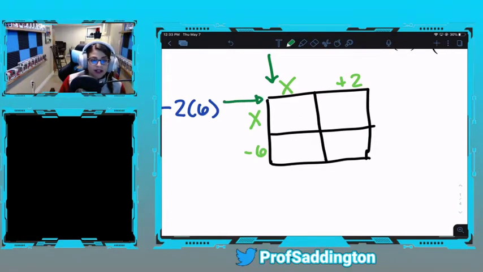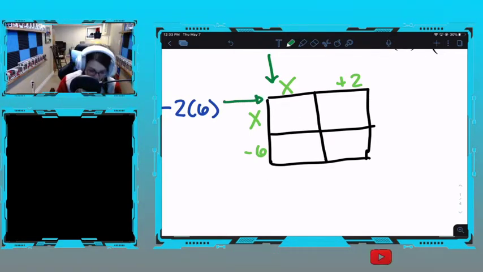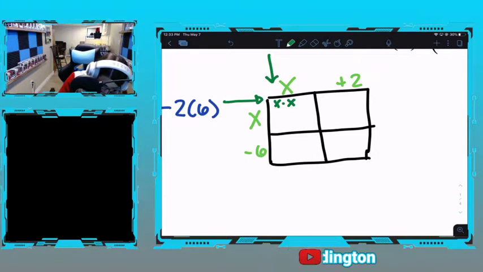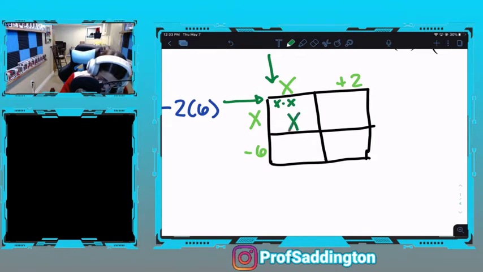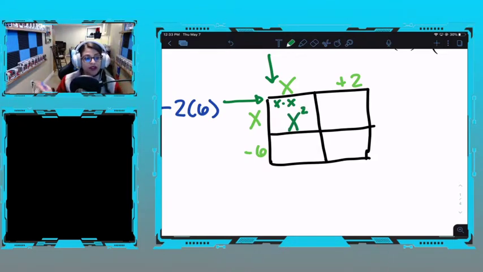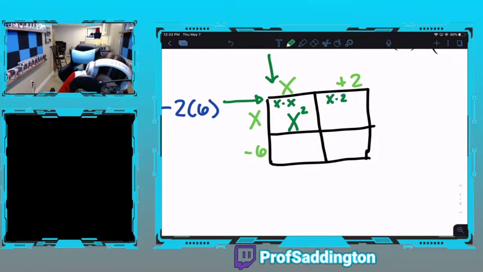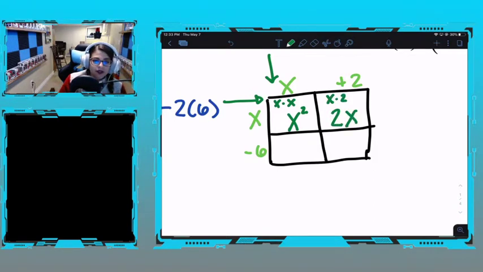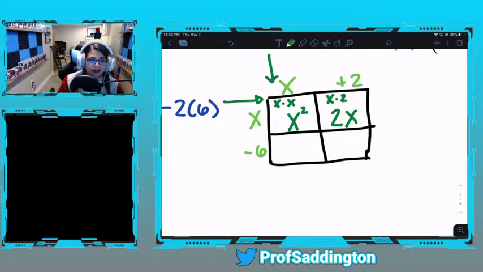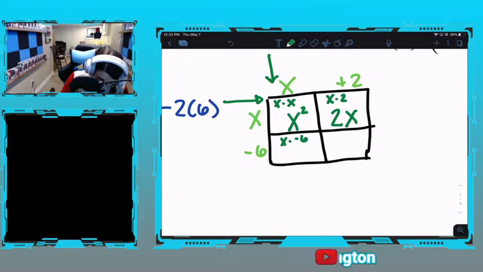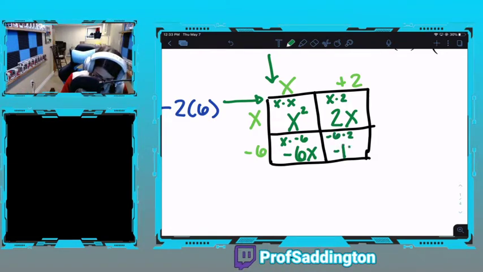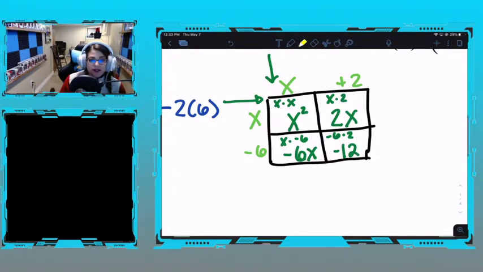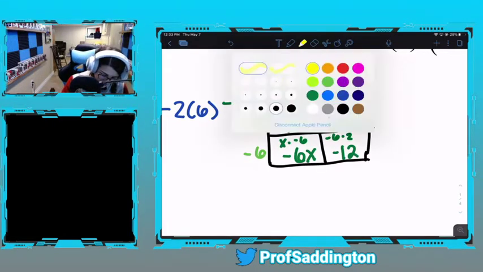and across. So in that first upper left box, that's really going to be x times x, which will be x squared. The box to the right of that is going to be x times 2, which is 2x. The box in the bottom left is going to be x times negative 6, which is negative 6x. And then the last box is going to be negative 6 times 2. Or you can write 2 times negative 6, it doesn't matter. We get negative 12.